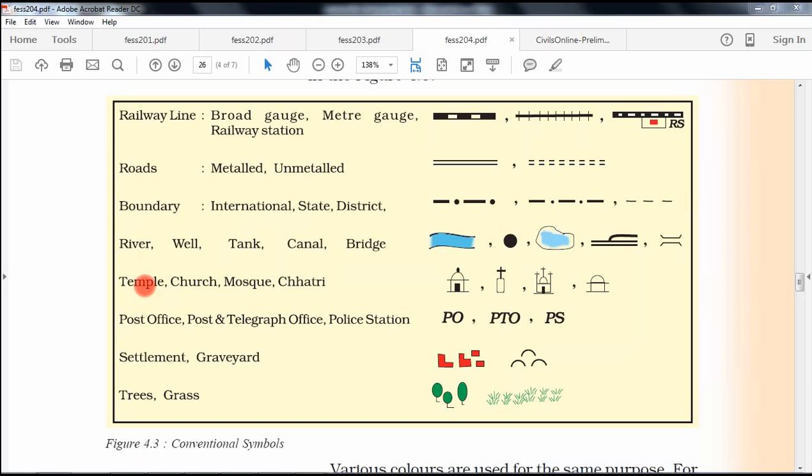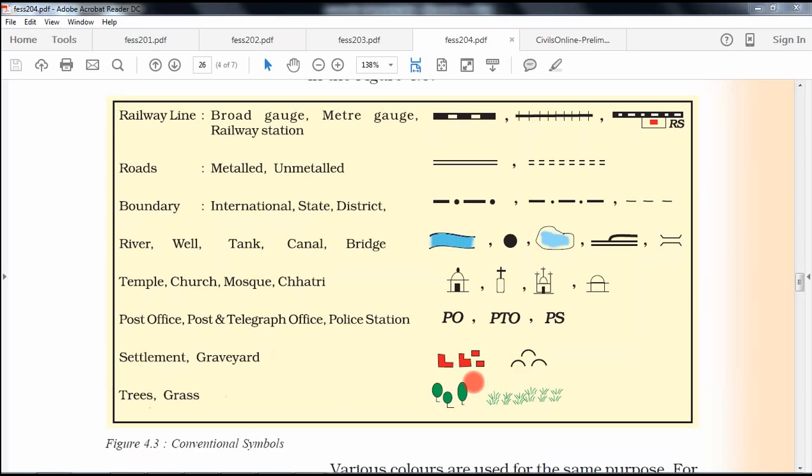Then you have human constructed things like temple, church, mosque and chhatri. These figures represent them. Then post office, post and telegraph office and police station: PO, PTO and PS. Then you have human settlements. In human geography, we'll read about these human settlements. These are represented by squares and rectangles. These are the houses. And graveyards are represented like this.